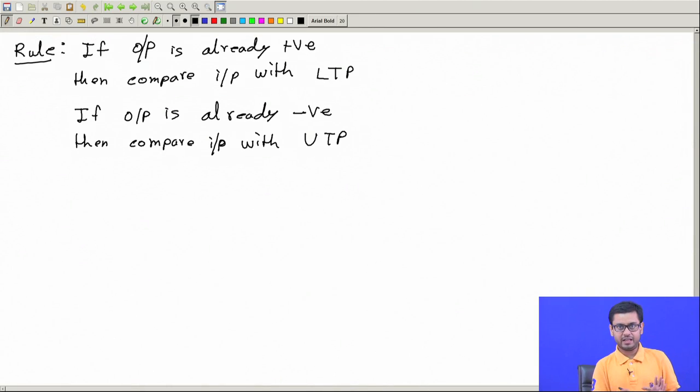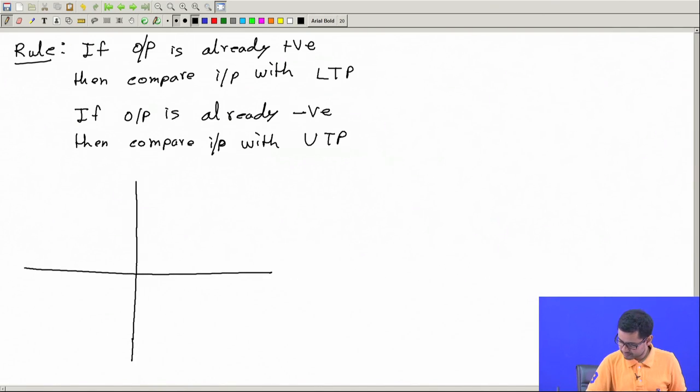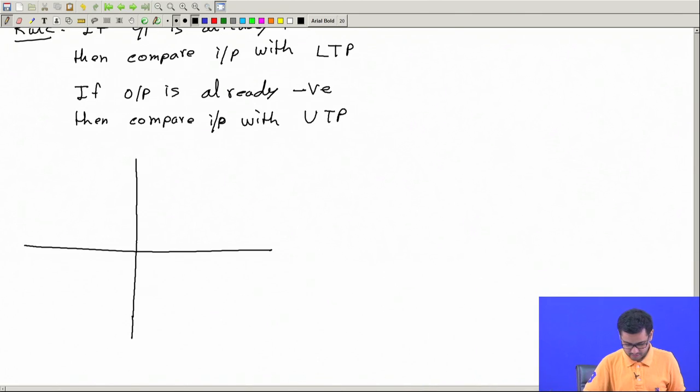Now let us see input output diagram. Okay, input output curve for a Schmitt trigger. So what I will do, I will draw input versus output. So this is input, this is output, and the output can be either positive V supply, or negative. Output can be either positive or negative. It will not take any value in between this.